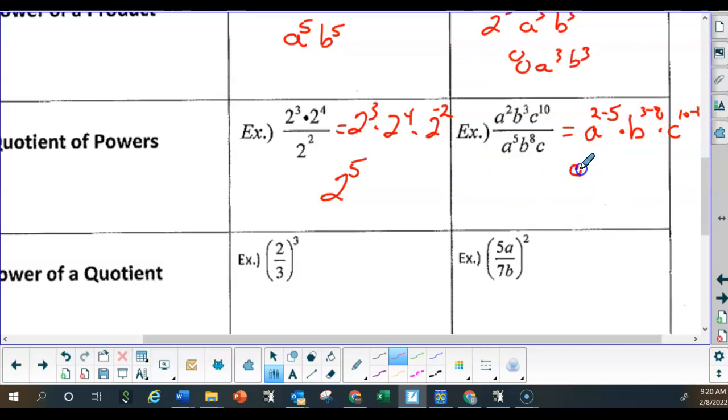So if I look at this closely, I have a to the negative 3rd power, because we add these two, right? That's negative 5. So 2 plus negative 5, negative 3. And then we have b to the negative 5th power, with c to the 9th. Well, we want to rewrite it with no negative exponents, so that's going to be c to the 9th over a to the 3rd, b to the 5th.